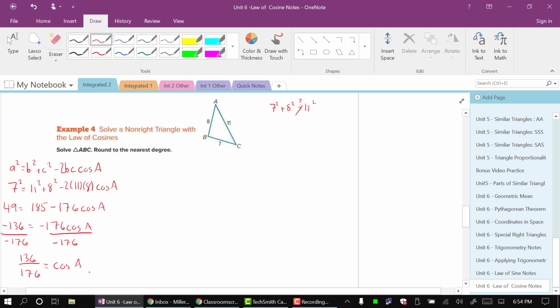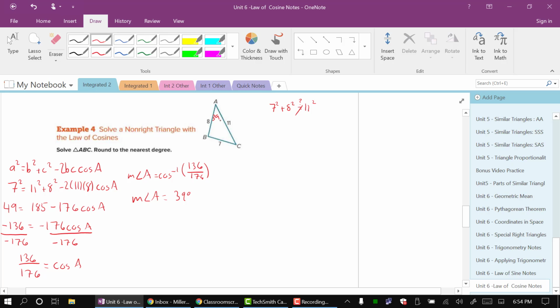And so to find angle A, I'm going to take the inverse. So angle A equals cosine inverse of 136 over 176. So the measure of angle A equals 39 degrees. So that means this is 39.